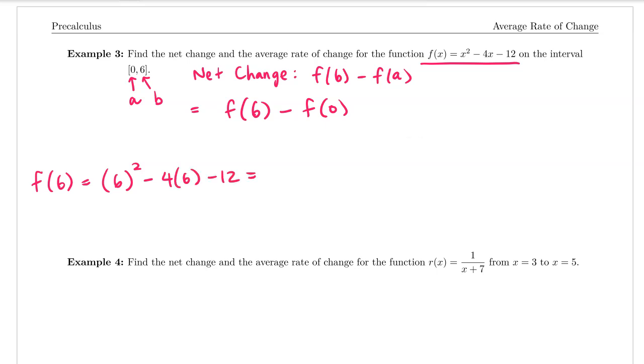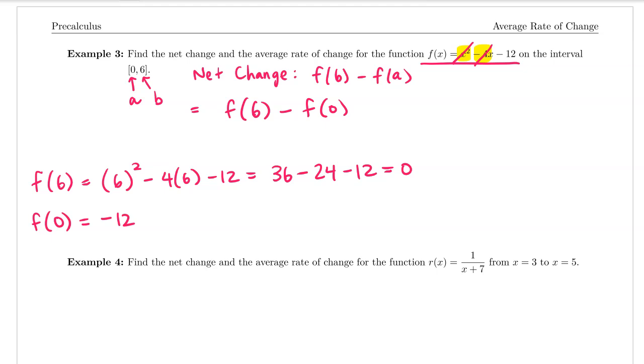So 6 squared is 36, 4 times 6 is 24, and if you simplify this, this is going to end up being 0. Let's go ahead and evaluate f of 0 now. Now notice that our function f of x is a quadratic function, and if we plug in 0, just like any other instance with a quadratic, the first two terms, assuming that it's in descending order of powers, would disappear, and we would just be left with the c value, which in this case is negative 12.